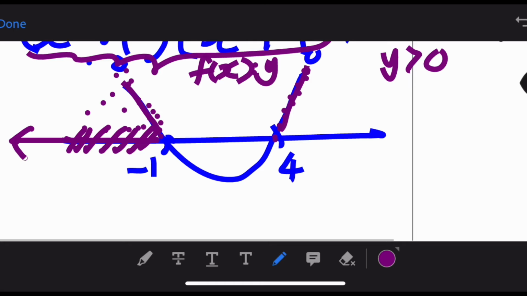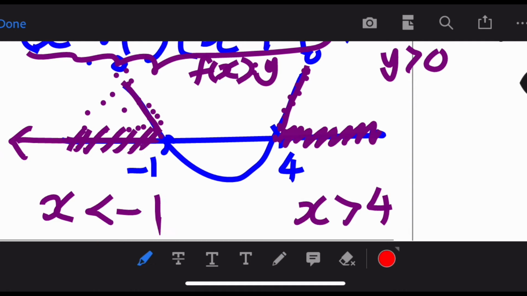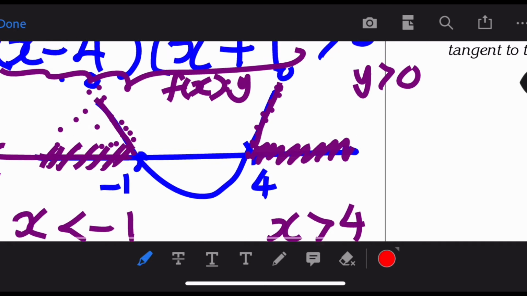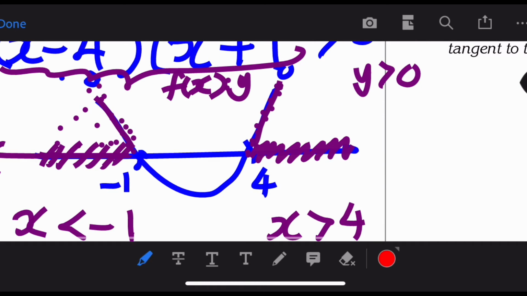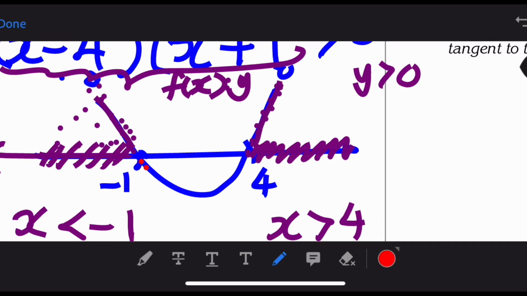You will go to the left, so it's less, and it will go to the right. These are the range of the x. So the answer will be x more than 4 and x less than negative 1. Alright? If the question is asking for less than 0, you will focus on this part. This side is f(x) less than 0.